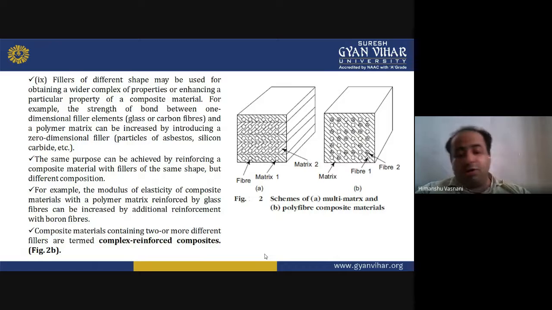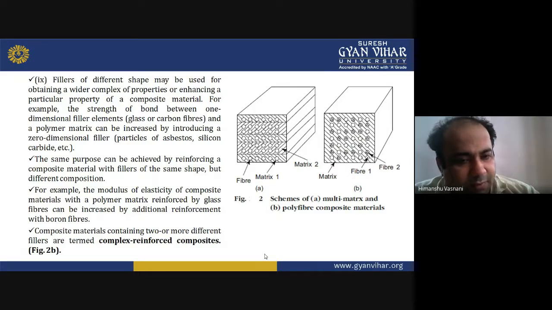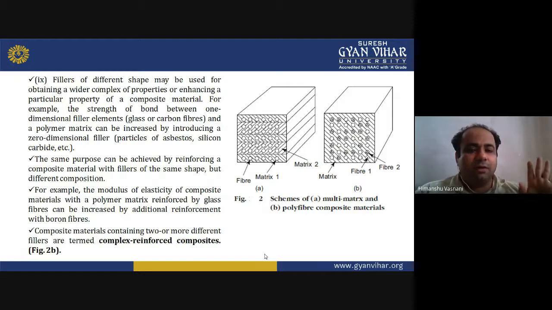So, for example, the modulus of elasticity of composite materials with a polymer matrix reinforced by glass fibers may be increased by additional reinforcement with boron fibers.